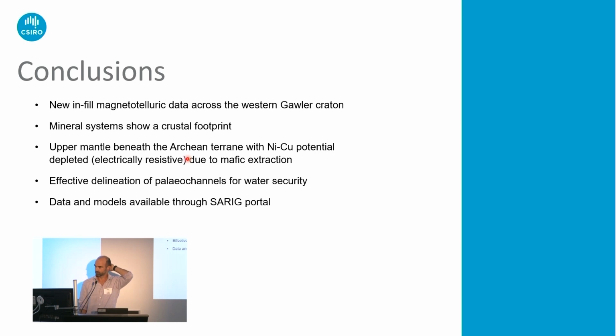The mineral systems show a crustal footprint, but not like in the IOCG world. They're not always going to be conductive, but the resistive parts also tell a story here, and the nickel for the nickel copper. As I said, the upper mantle beneath the Archean terrain is fairly depleted. It's very resistive, which is kind of what we expected. And we're also adding another data set to delineate paleochannels. And as I said, everything is available from CSIRO. So thanks for that.